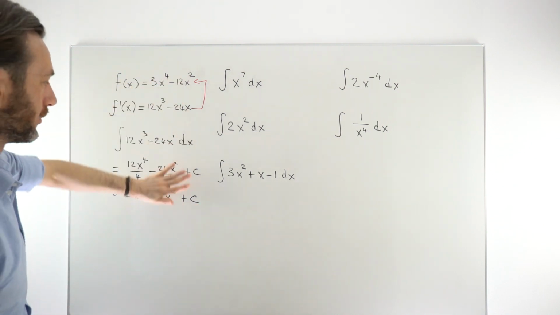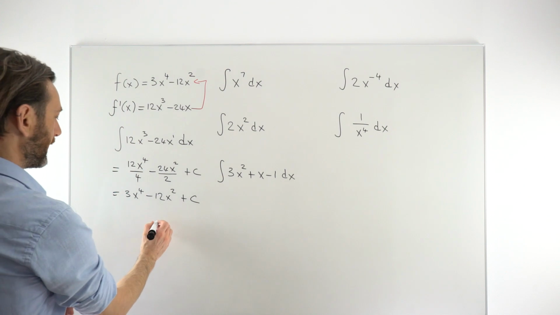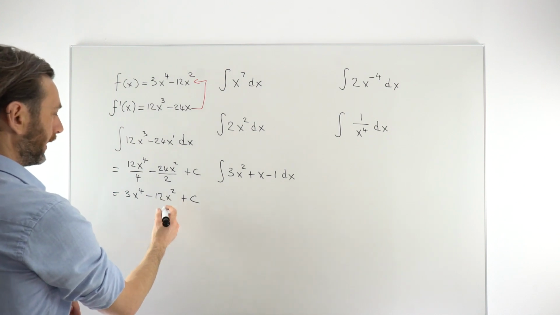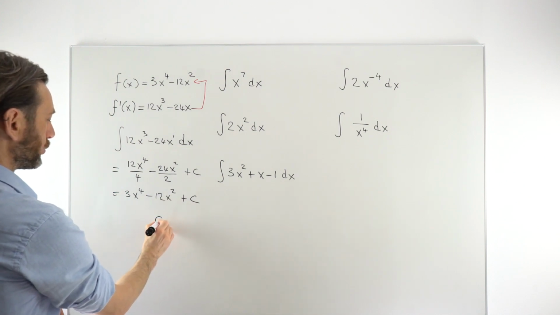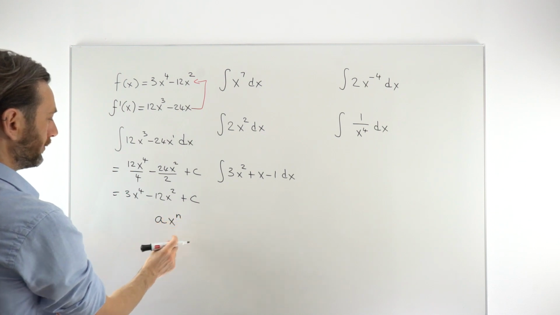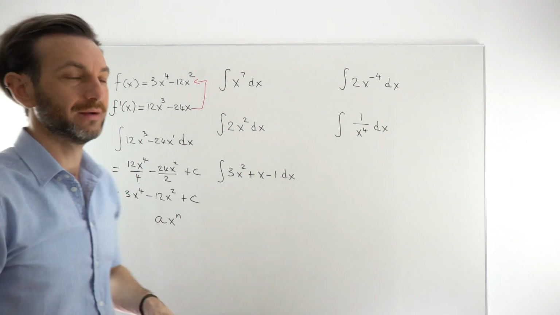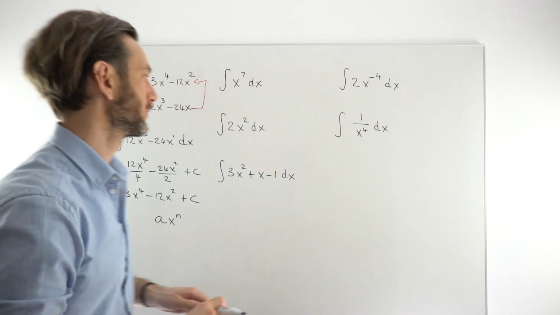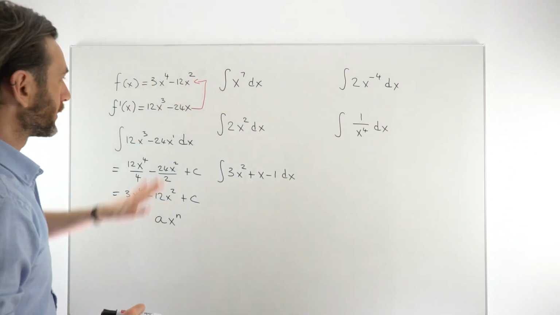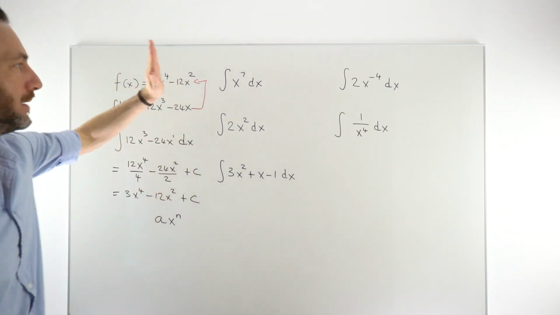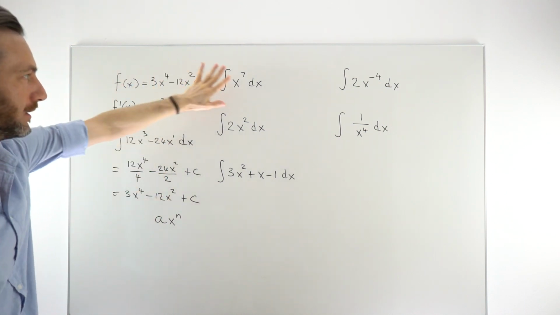Okay, so that's basically your technique. You're applying this in the same way that you applied it in differentiation to functions of the form ax to the n. But of course you could have multiple ax to the n terms. Essentially, it's just polynomial terms that we're applying it to. Okay, so that's kind of what's going on here.